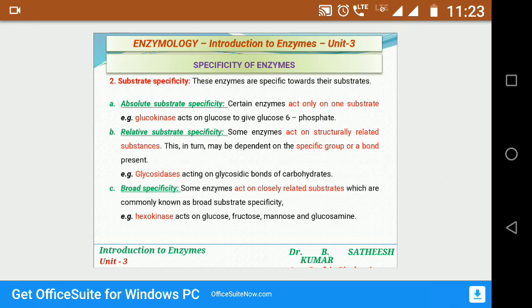The example for this is hexokinase. Hexokinase acts on glucose, fructose, mannose, and galactosamine. All these substrates are acted upon by the hexokinase. So hexokinase has a very broad specificity.